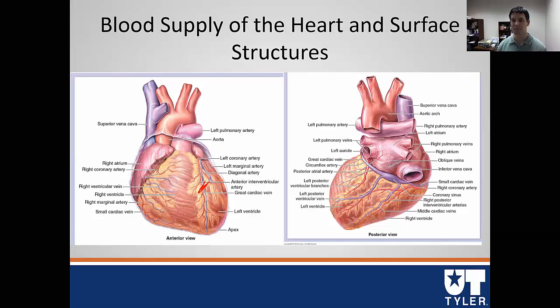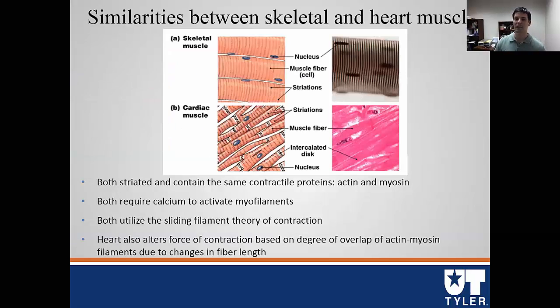So let's look at what some of the similarities and differences are for skeletal muscle and heart muscle. In general, we can say that both of them are striated muscles. They contain our two primary contractile proteins, which are actin, our thin filaments, and myosin, which is our thick filaments.